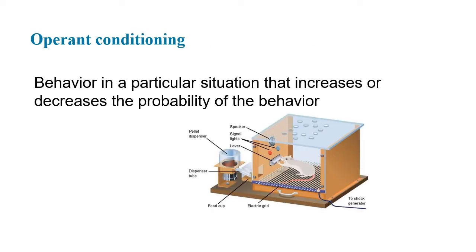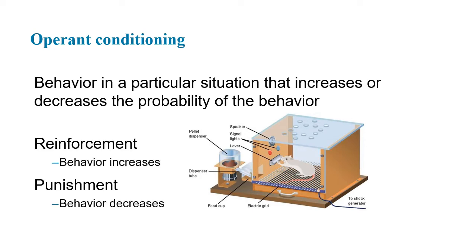Let's transition then into operant conditioning. Everybody should know operant conditioning as well. Operant conditioning is basically when you're looking at reinforcement and punishment. If a behavior is reinforced, it increases. If a behavior is punished, it decreases. And then there's positive and negative for each of these.